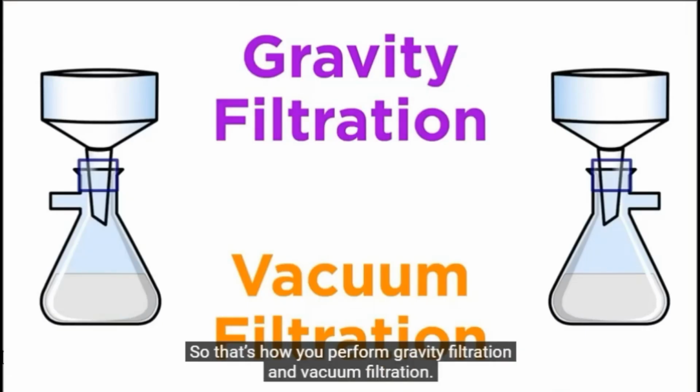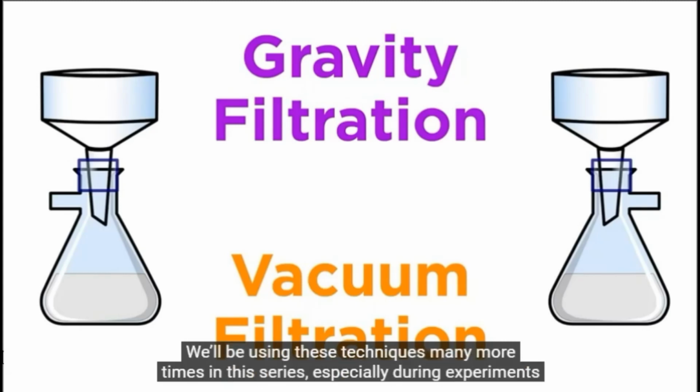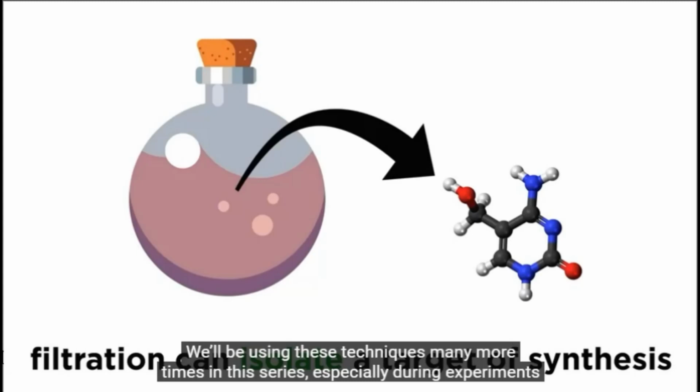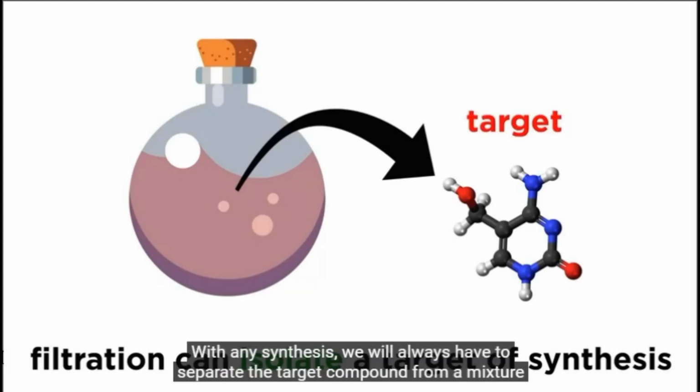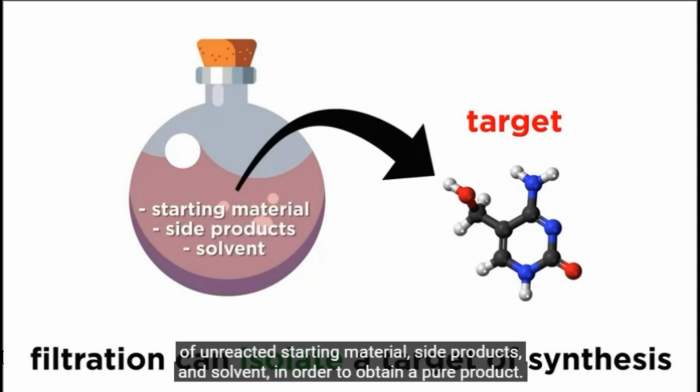So that's how you perform gravity filtration and vacuum filtration. We'll be using these techniques many more times in this series, especially during experiments where we synthesize something. With any synthesis, we will always have to separate the target compound from a mixture of unreacted starting material, side products, and solvent in order to obtain a pure product.